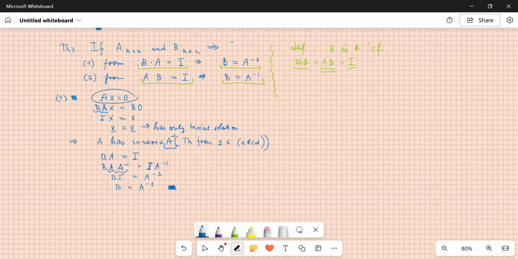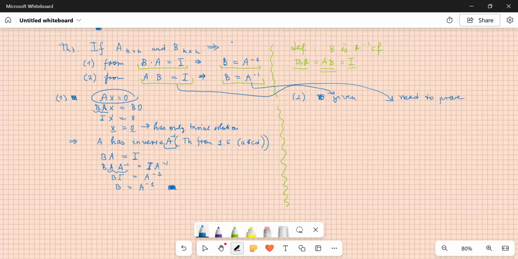Now, guys, I'm going to prove the second part. The second part is a little bit different. So let me put a separation so we do not mix them. So part two. What is given in part two? In part two, given that AB equals identity. So that's given. And we need to prove that B equals A inverse.